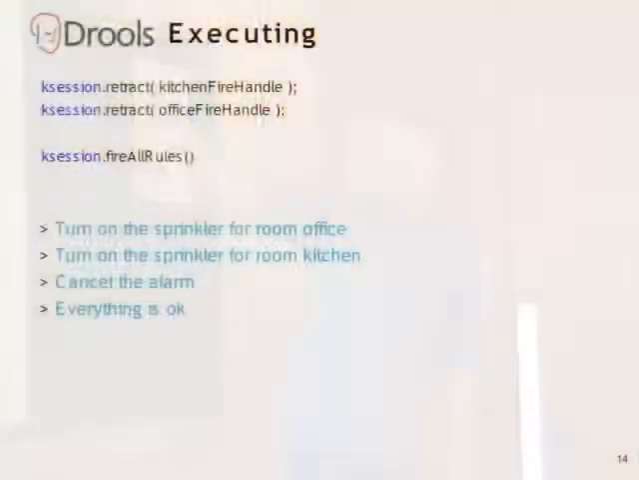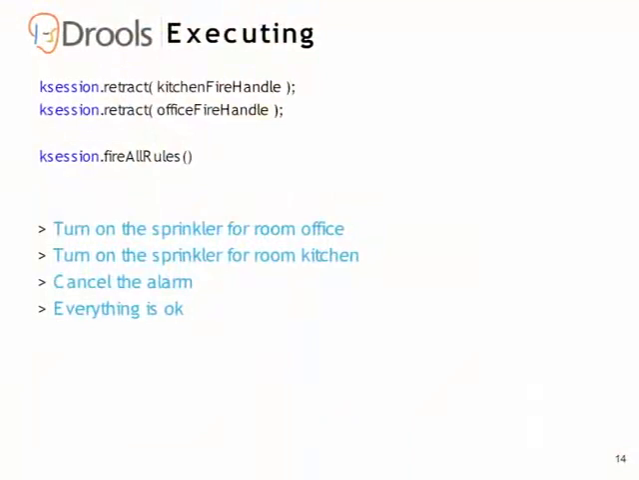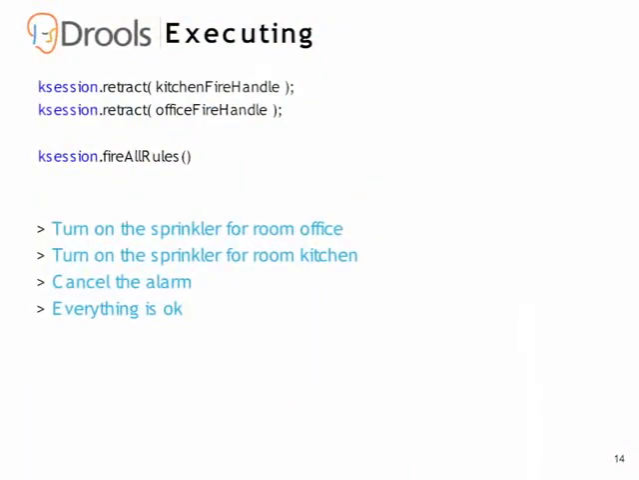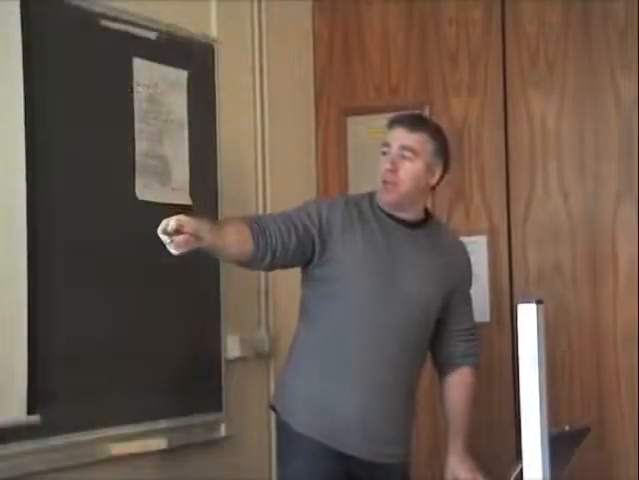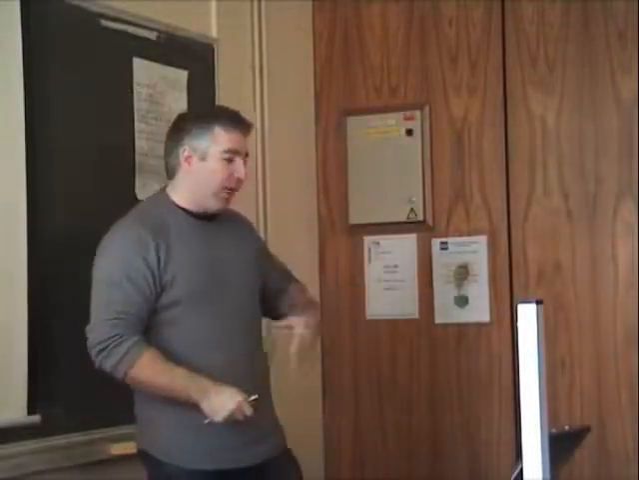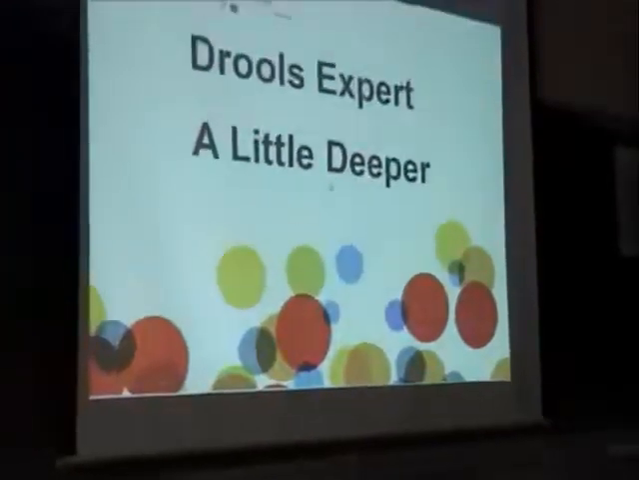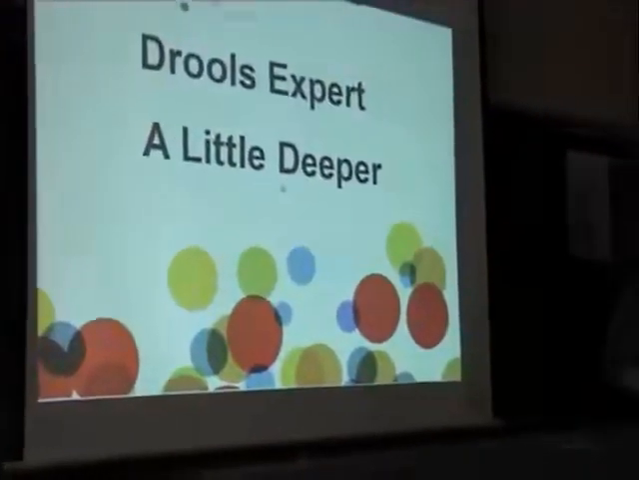If we then remove the fire from the kitchen, remove the fire from the office, and tell it to go again, turn the sprinkler off for the office, turn the sprinkler, that should be off, sorry, off for the room, cancel the alarm, everything is okay. So what you have there is an example of a validation system, first of all, in mortgage or insurance type applications. Then you have a monitoring type system based on alarms.